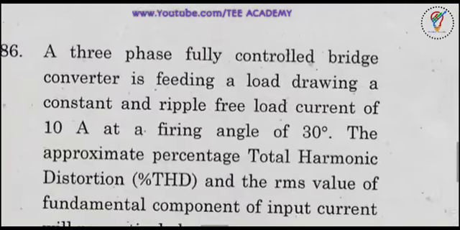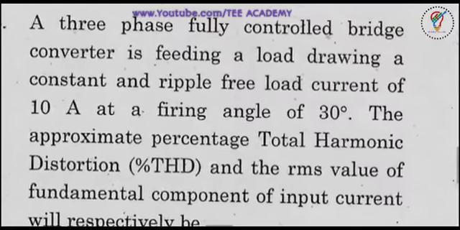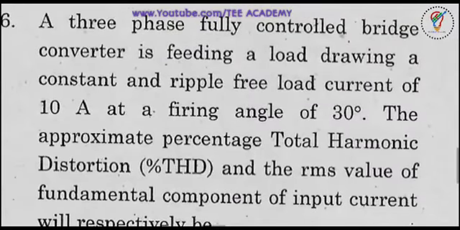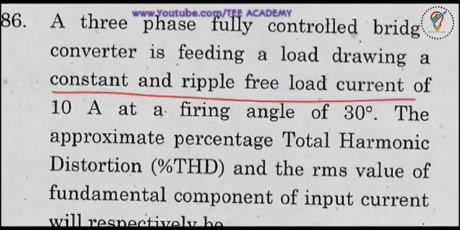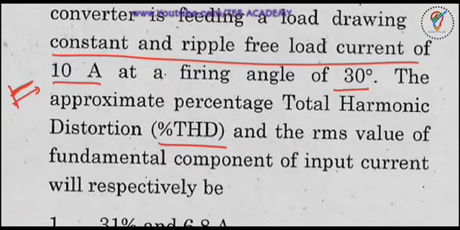Next question, it is from power electronics only. It's an important question. A three-phase fully controlled bridge converter is feeding a load drawing a constant and ripple-free load current of 10 amperes. So constant, ripple free, that means it's a pure DC component only, at a firing angle of 30 degrees.